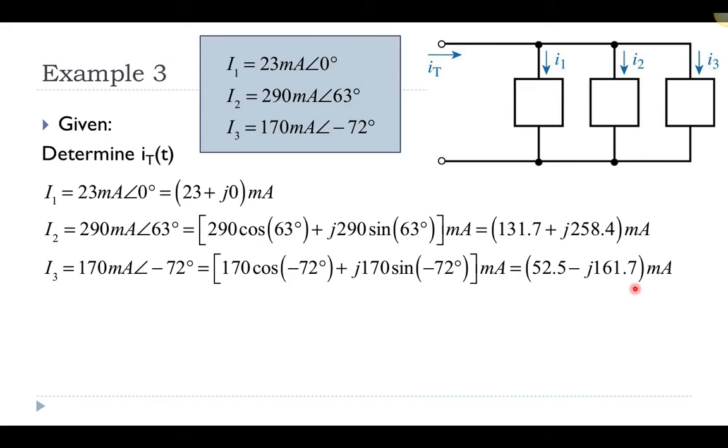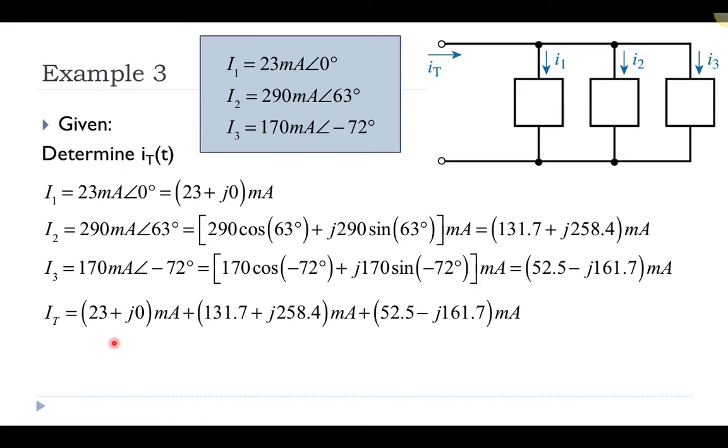Once I have these in rectangular form, I can add them together. I add the real parts together, right? Those three pieces. So 23 plus 131.7 plus 52.5 is 207.2. Then I add the imaginary pieces together. So 0 plus 258.4 minus 167.7 is 96.7. I now have the total current in rectangular form, in terms of complex numbers.